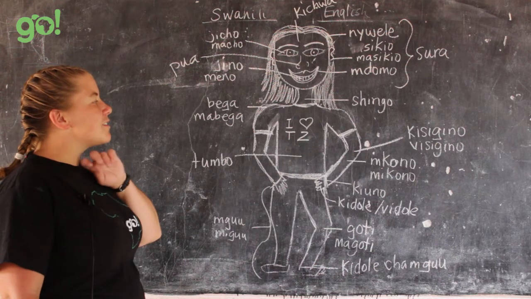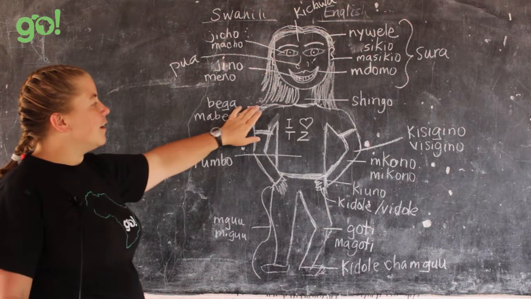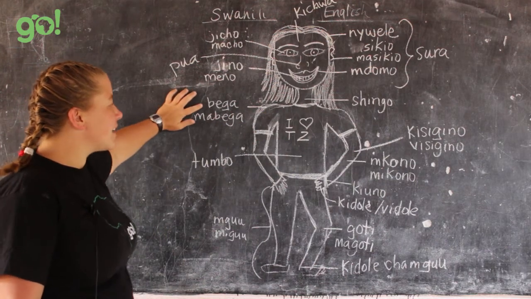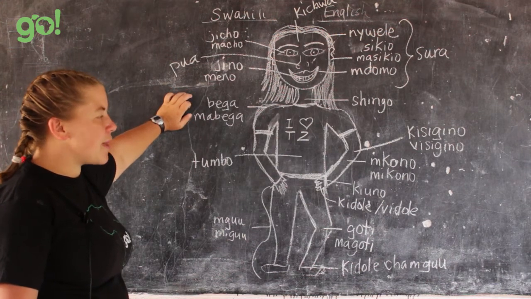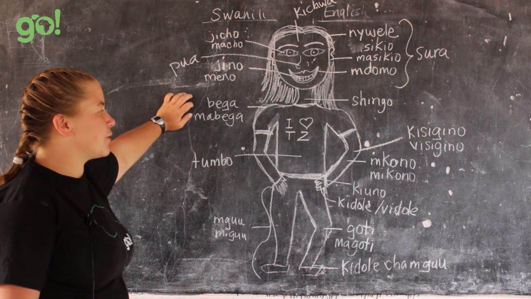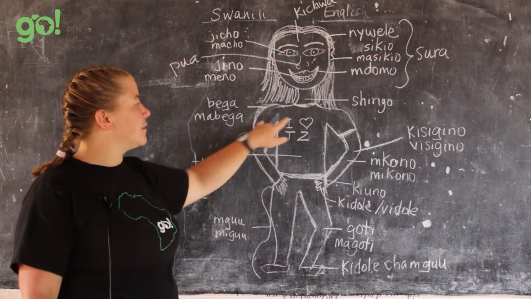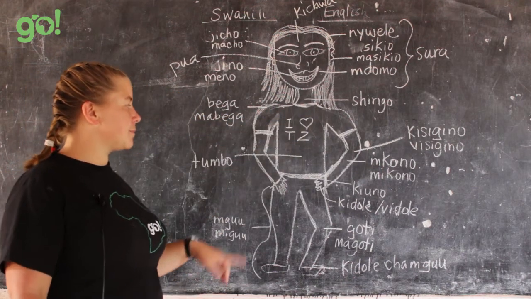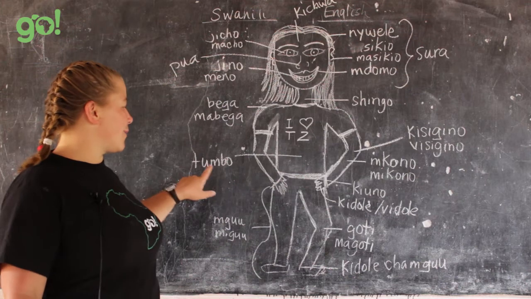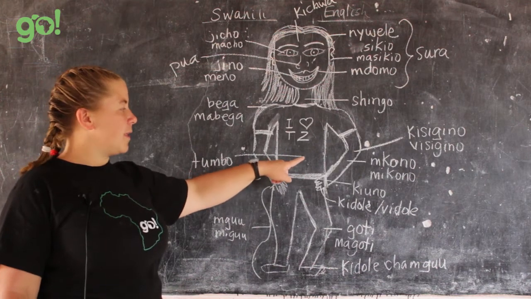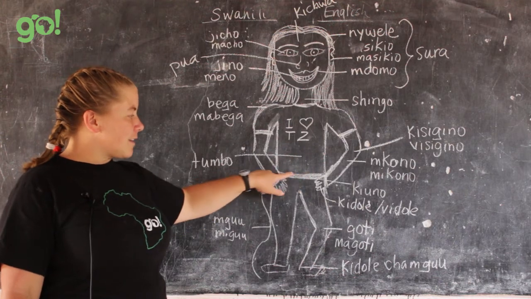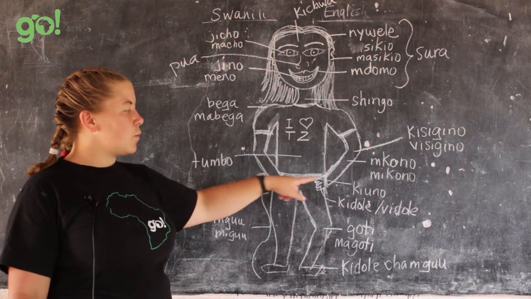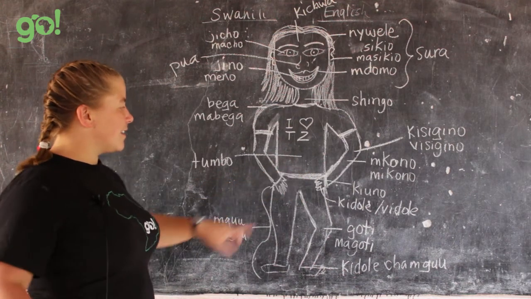For going down the body, shingo. Shingo is your neck. Shoulder, bega. Bega is one shoulder. Mabega is many shoulders. Going down in the middle, we have tumbo, your stomach. And a little bit lower, we have kiuno, which is your waist.